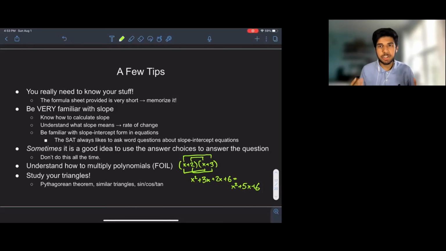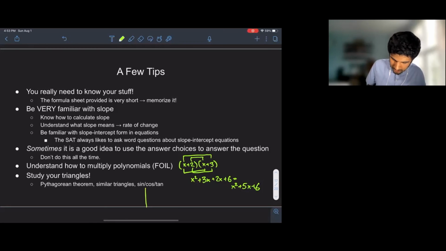Last is to study your triangles. Triangles are the most common geometric figure that you'll see in the exam. You should be able to do the Pythagorean theorem. You should be able to detect similar triangles, know when 2 triangles are similar, what properties do they have that makes them similar. And you should be able to calculate sine, cosine, and tangent. It's not very common that we'll see trig on the exam. Again, maybe 1 question every exam, but if you do know this, it can be really helpful.